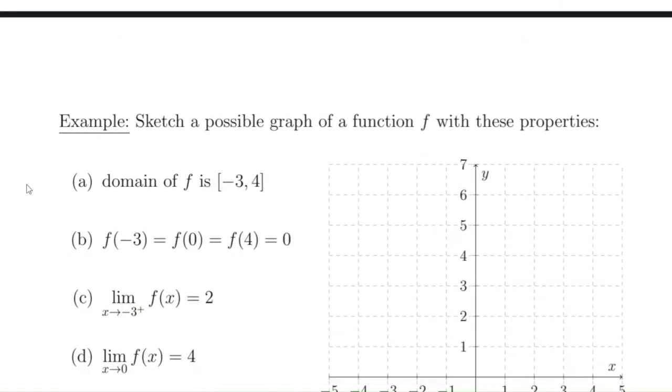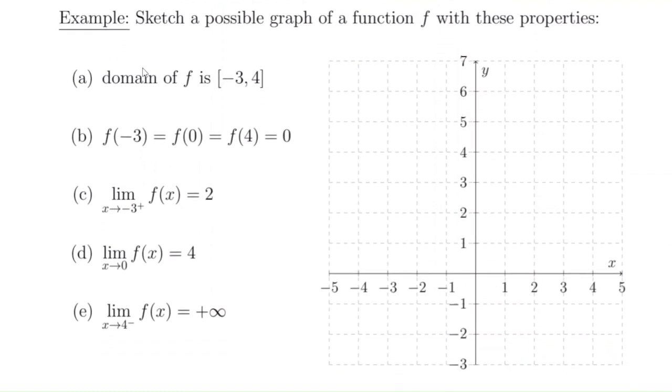Okay, let's look at another example. This one says to sketch a possible graph of a function with these properties. Now we want the domain of the function to be the closed interval -3 to 4.